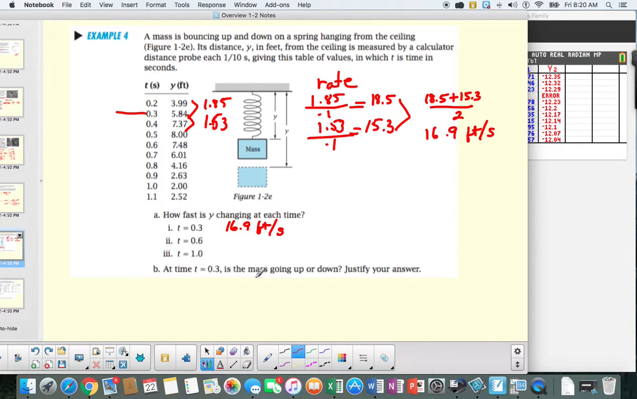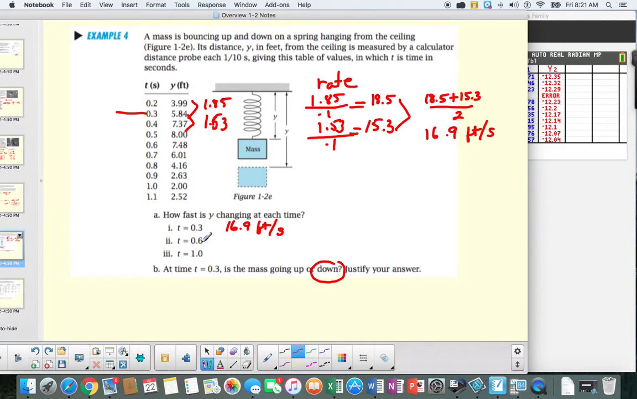All right, now how do we know whether the mass is going up or down? Now remember, this is a positive value. In other words, the distances are getting greater. And when the distances are getting greater, that means the mass is separating itself from the ceiling more and more. So we say that it's going down.